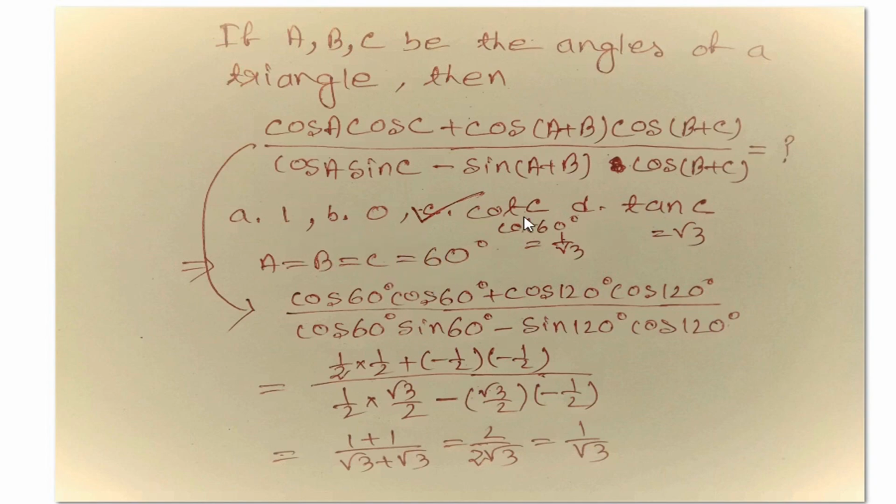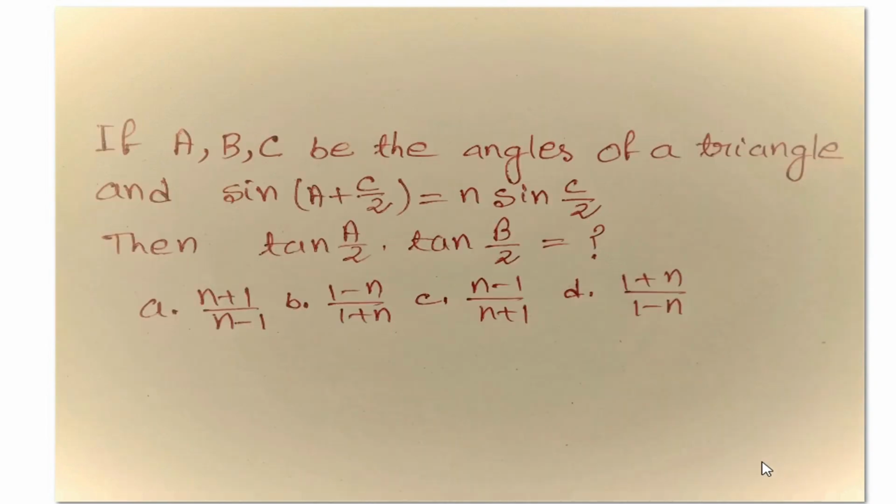So here 1, 0, and here cot C. We know C is 60 degrees, so cot 60 degrees is 1 over root 3, and tan C, tan 60 degrees, is root 3. So we will get 1 over root 3 in option C. So cot C will be our answer. So this is very simple. So let's get into a more complicated example.